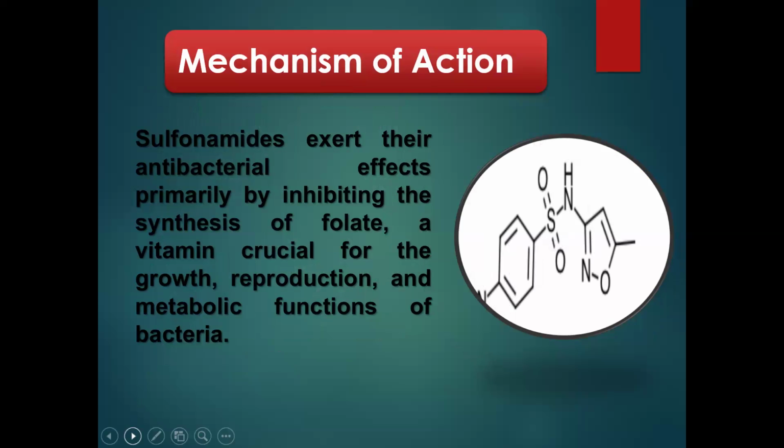Mechanism of action. How do this group of antibiotics work? Sulfonamides exert their antibacterial effect primarily by inhibiting the synthesis of folate. Folate is a vitamin that is important for the growth, reproduction, and metabolic functions of bacteria. All bacteria grow, live, and do whatever they are able to do with the help of folate, a vitamin.